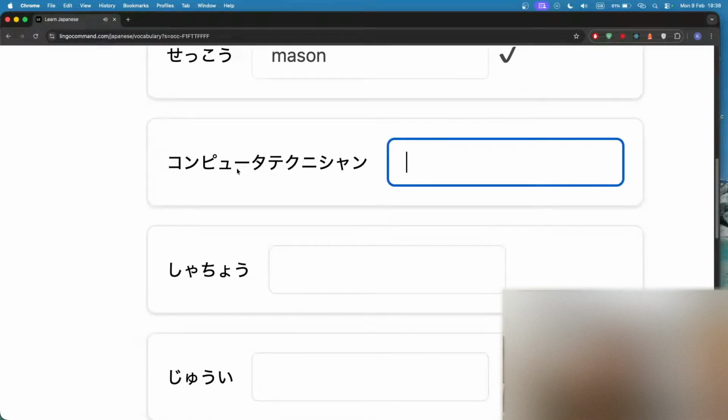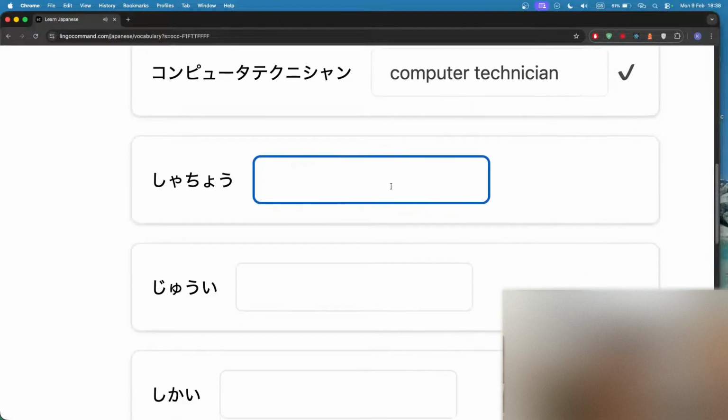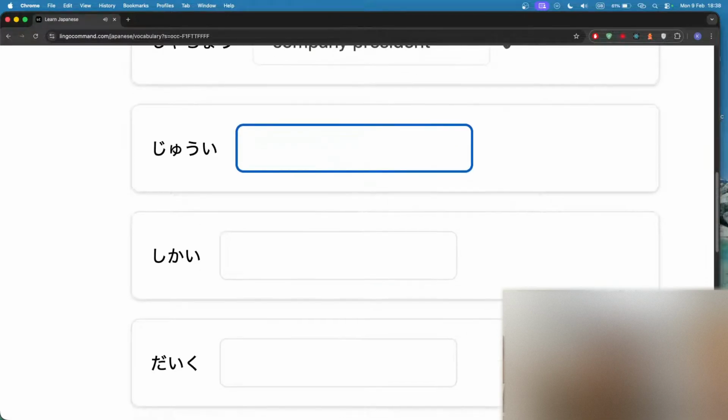And then this is computer technician. Right? That kind of speaks for itself. It's just computer technician. If we can spell that correctly in English. Computer technician. And then the next one here is shacho. Shacho. So that's like a company president. Or like a CEO, presumably.